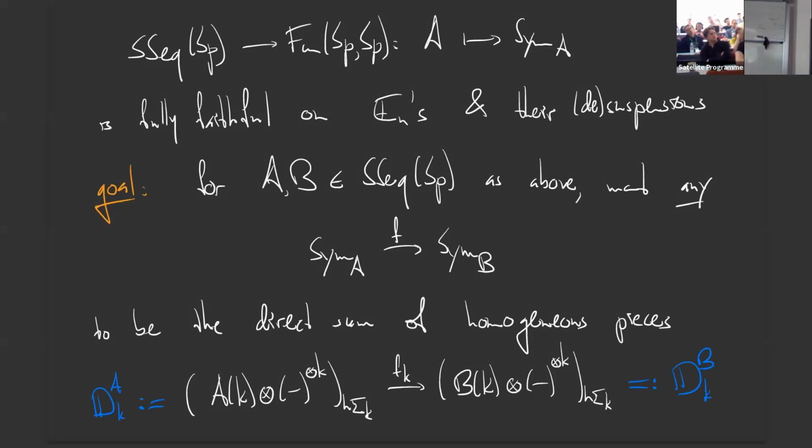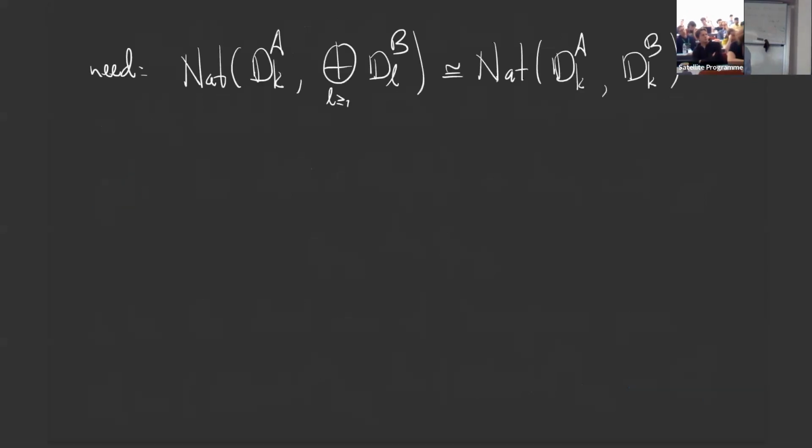I'm introducing a little bit of notation in illegible color, my apologies. d_k A is notation for the kth extended power with respect to the symmetric sequence A, and d_k B is the kth extended power with respect to B. That's just an abbreviation for these homogeneous functors that you associate with a symmetric sequence. I want any natural transformation like that to break up into these homogeneous pieces.